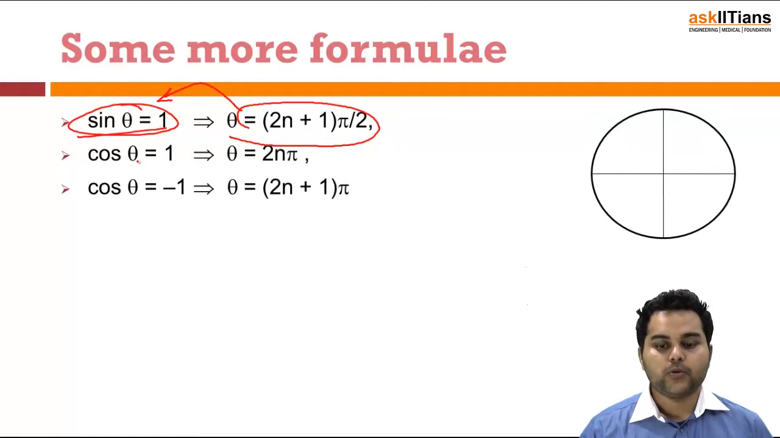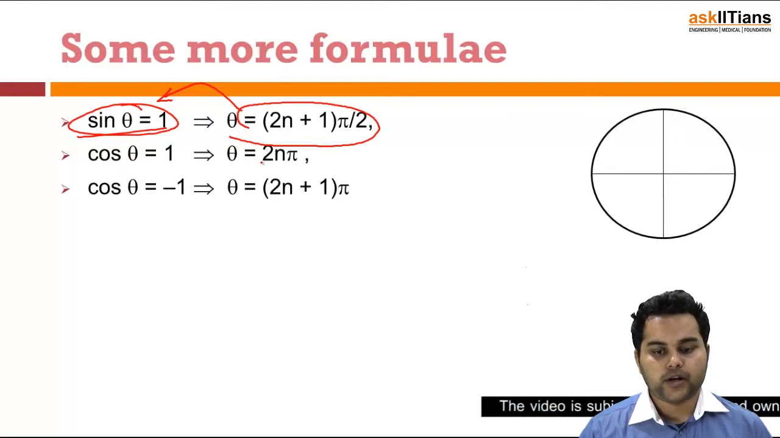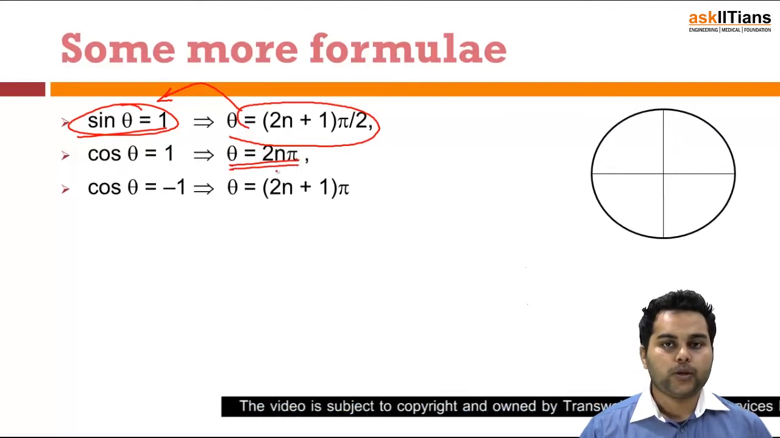Now for cos theta is equal to 1, it is only possible at theta is equal to 0, 2 pi, 4 pi and so on. So even multiples of pi, that would be 2n pi. So theta is equal to 2n pi.